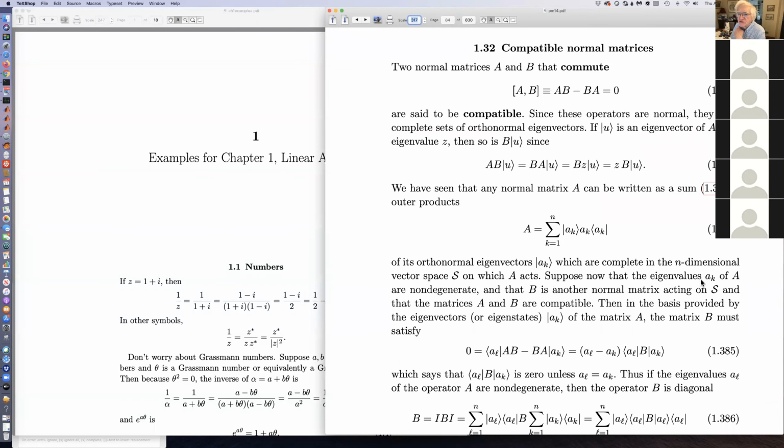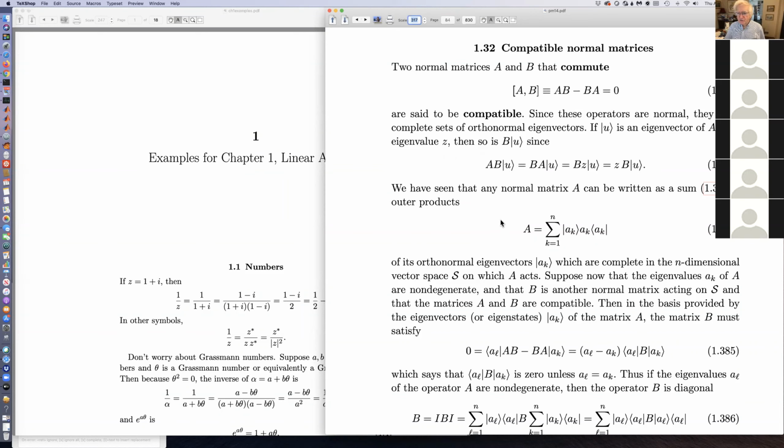Compatible normal matrices. Two normal matrices that commute are said to be compatible. So that's just the definition of compatible. And since they're normal, they have complete sets of orthonormal eigenvectors. So if u is an eigenvector of A with eigenvalue z, then Bu is also, because ABu is BAu, which is Bzu, which is zBu. So A maps Bu into zBu, which says that Bu is an eigenvector of A with eigenvalue z.